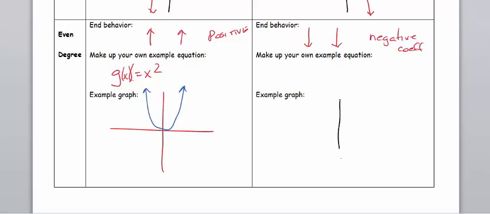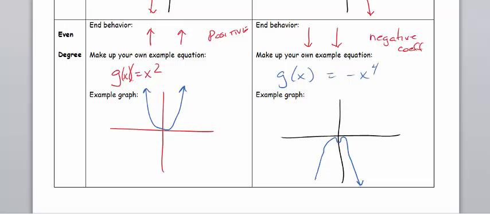We could make it a little bit more creative. We could have a function like g of x equals negative x to the fourth. X to the fourth is a w, so it's going to start up, make a w and go back down. So in each of those cases, it all has to do with the coefficient in front of the x squared or the x to the fourth, and what the degree is on the function.